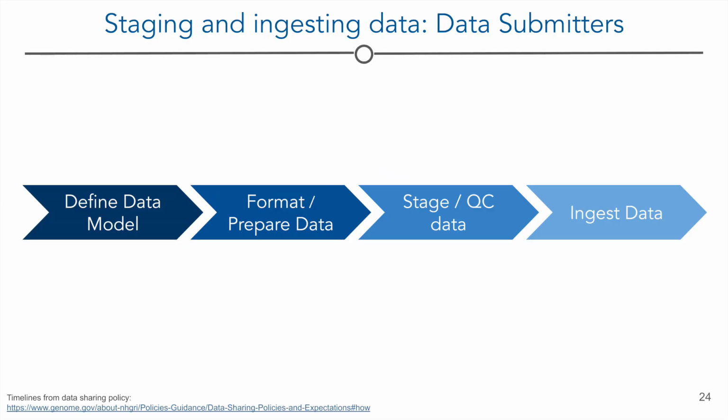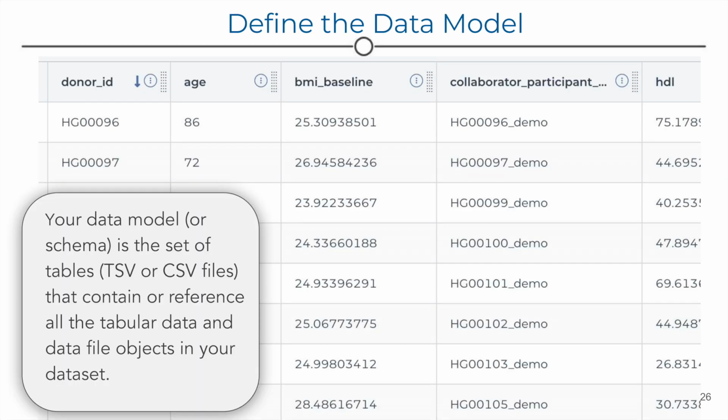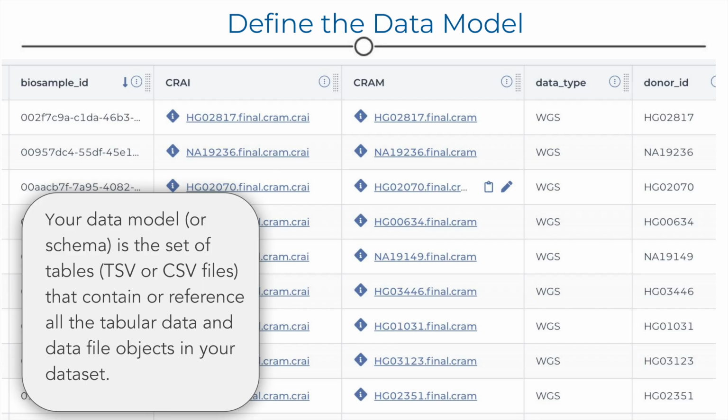Let's go through the data submitters ingestion process in detail. Once you notify AnVIL that the GPA has signed off on the study, you will begin staging and ingesting the data in a deposit workspace. Before you start, you will define the data model or schema for your data set. Your data model is a set of tables that contain or reference all the tabular data, like clinical or lab data, and large unstructured data files, like CRAMs and BAMs.